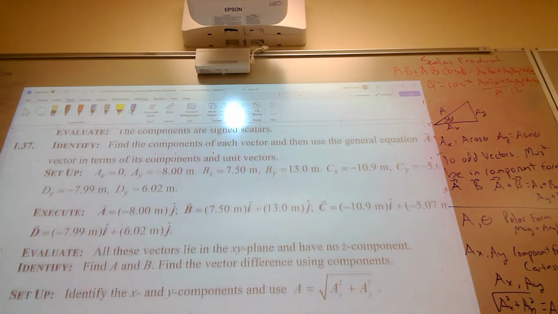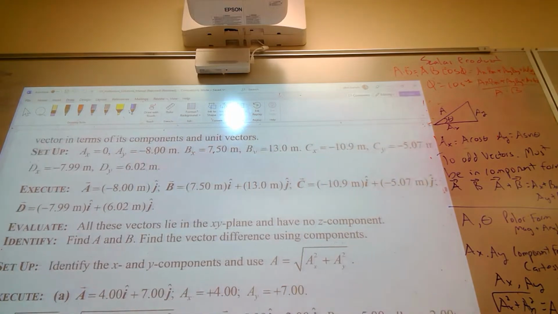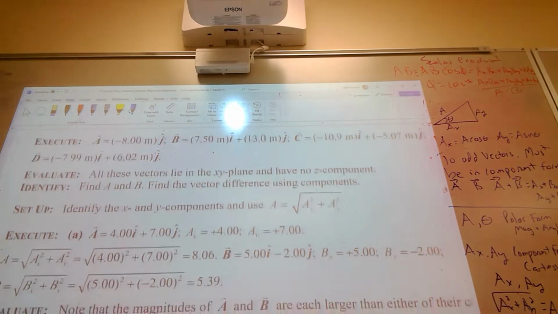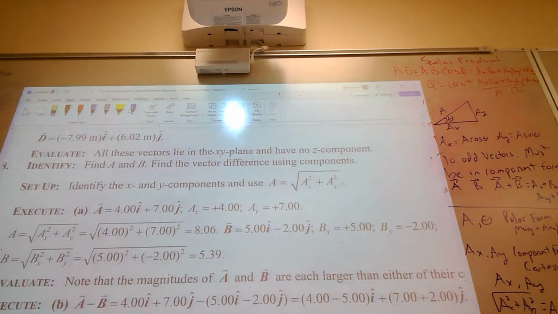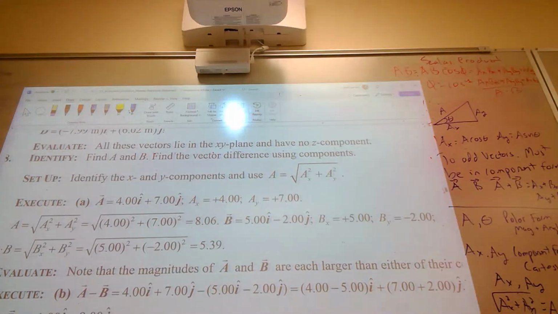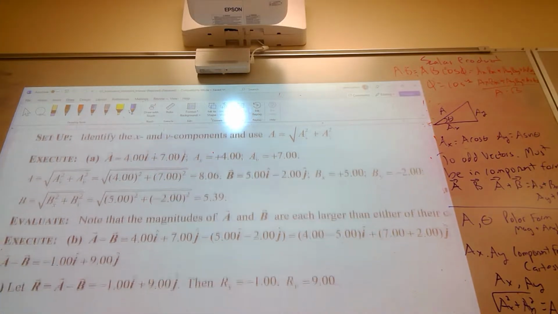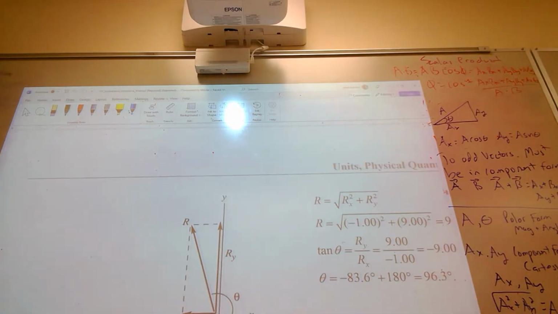Okay, I have 6, 90b, 9, and a minus b, negative i plus 9j, and for C, I have 9.06, and the angle measured is 96 degrees. Good.